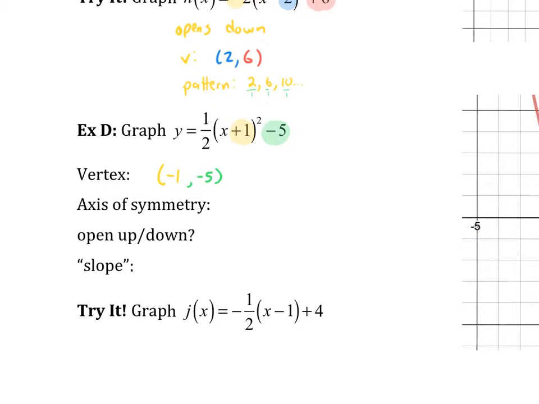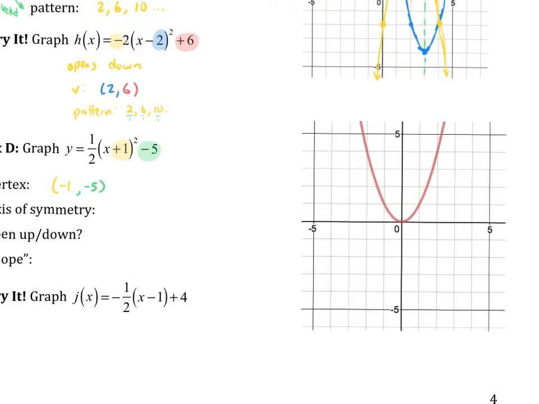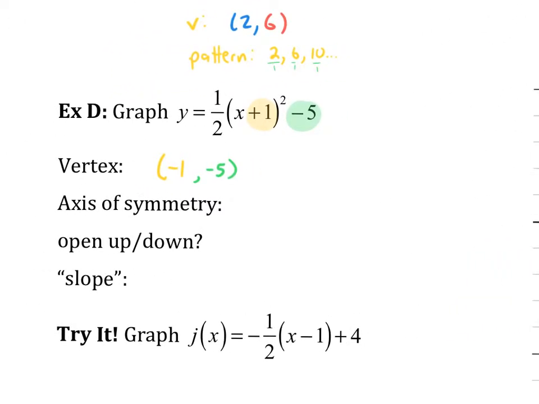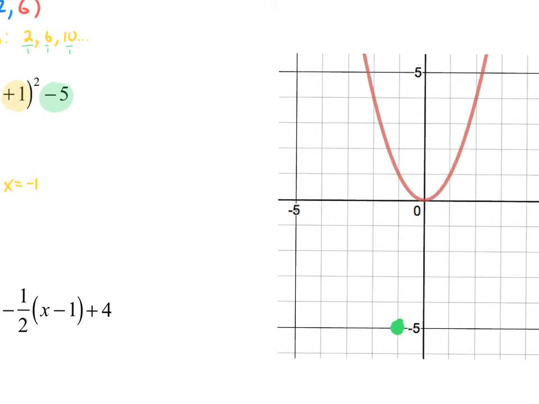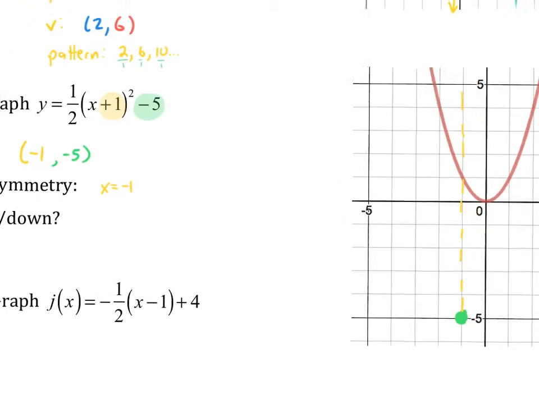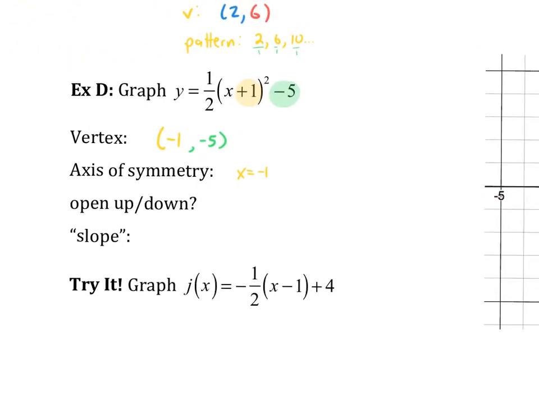While we're here, we can go ahead and graph that. Left 1 and down, down 3, down 5, I meant. So here's my new vertex of this function. The axis of symmetry is always the x value, and it's a vertical line that passes through that. Next, because of the positive in the front, we know that this opens up.